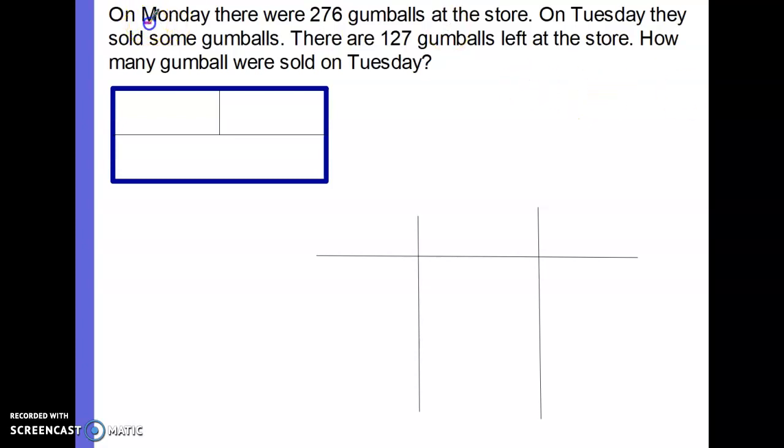So we know on Monday, there were 276 gumballs. So that is our total. So we're going to put that at the bottom of our strip diagram. On Tuesday, they sold some gumballs. Do we know how many? No. So we're going to put a question mark in our strip diagram.